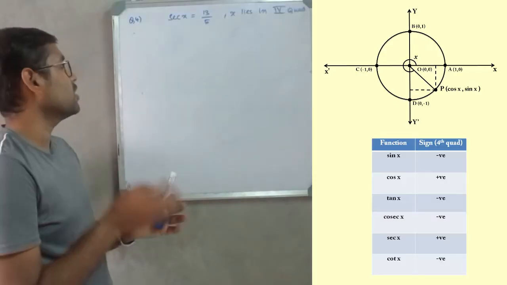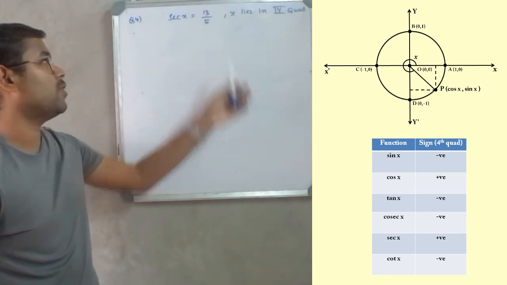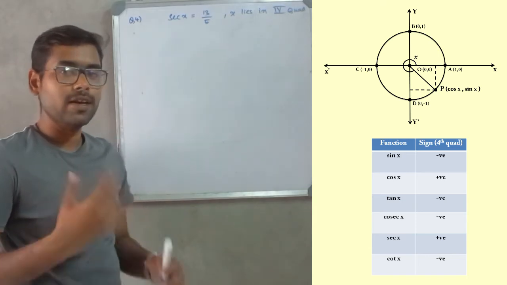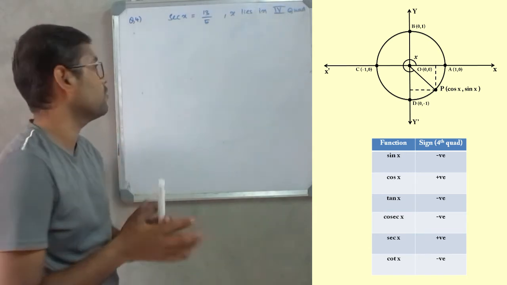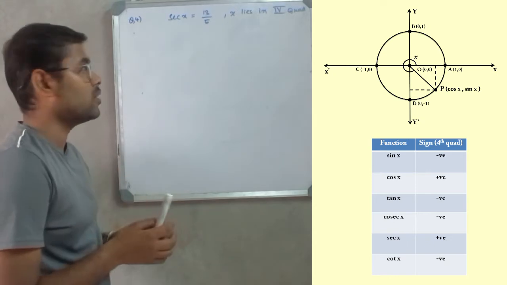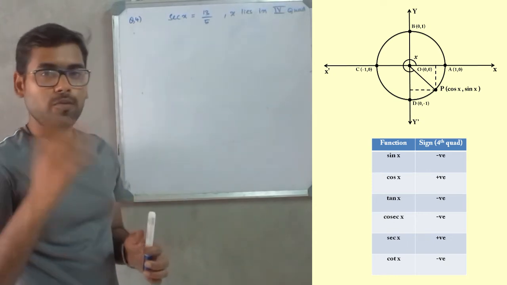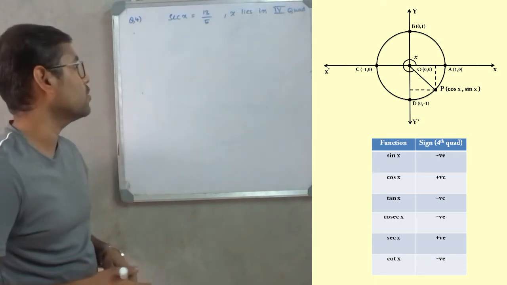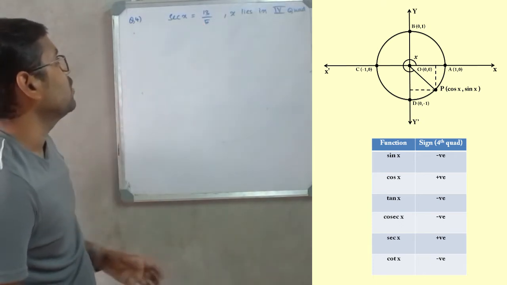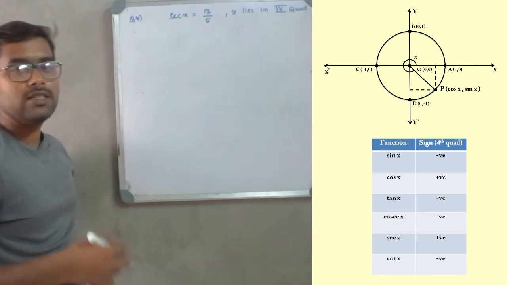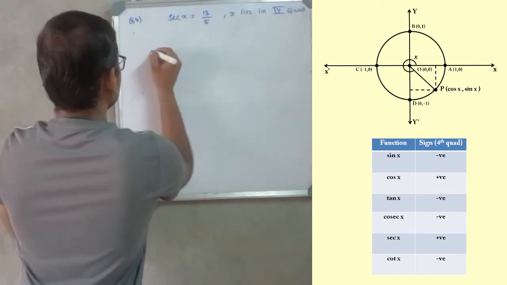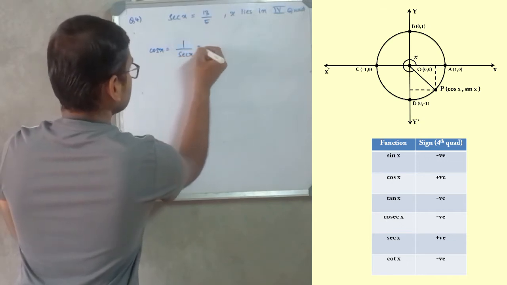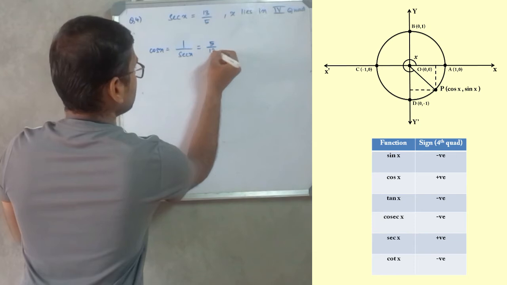Guys, here in the fourth question, they have given us the value of sec x, which is 13 by 5, and they have also given us that x lies in the fourth quadrant. And again, we need to find the value of the other 5 trigonometric functions. Guys, in the fourth quadrant, cos x and sec x are positive, and sine, cosec, tan and cot are negative. Now, coming back to this question, from the given information, that is sec x, we can easily find the value of cos x. Cos x is basically 1 by sec x. So cos x will be 5 by 13.